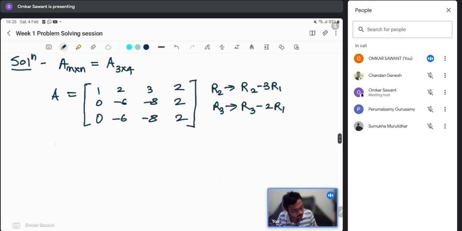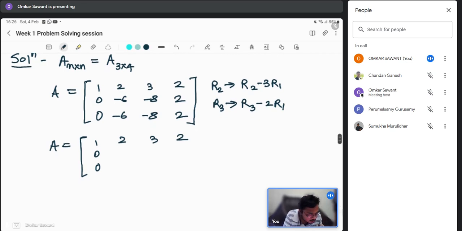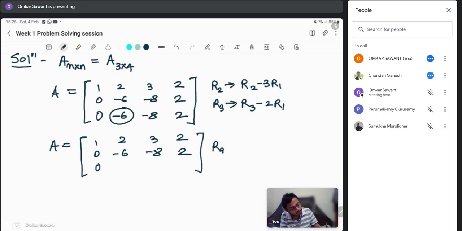Okay, then what will we do? Again, you have to make this 0 now, right? So R3 gives R3 plus R2, right? So what will you get?